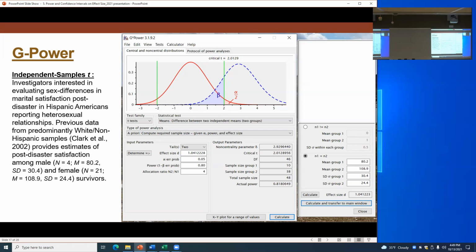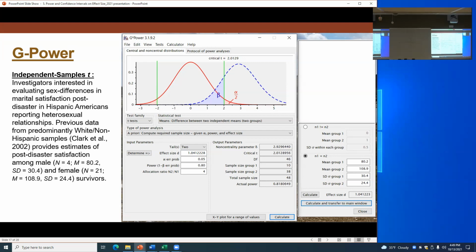So we've got 4 men and 21 women in this sample, which is sort of getting at some of that imbalance that we often see in psychological research. So maybe we think, you know, this 4-to-1 or was it 5-to-1 ratio is probably about what we're going to get in our actual data collection.